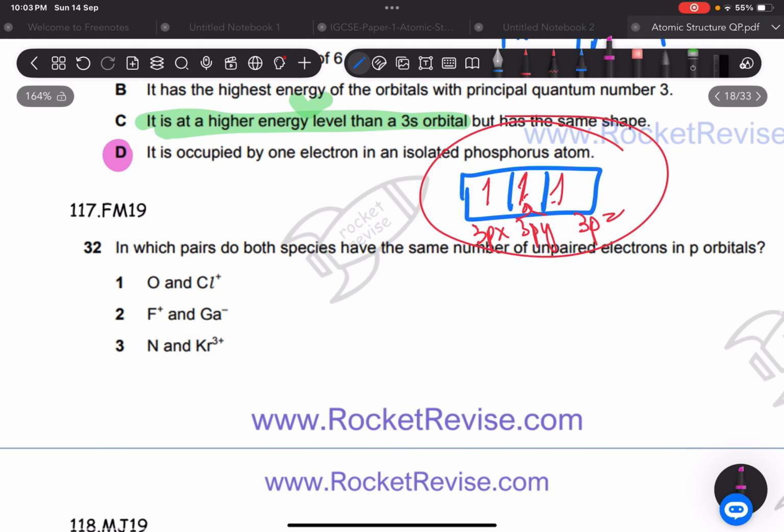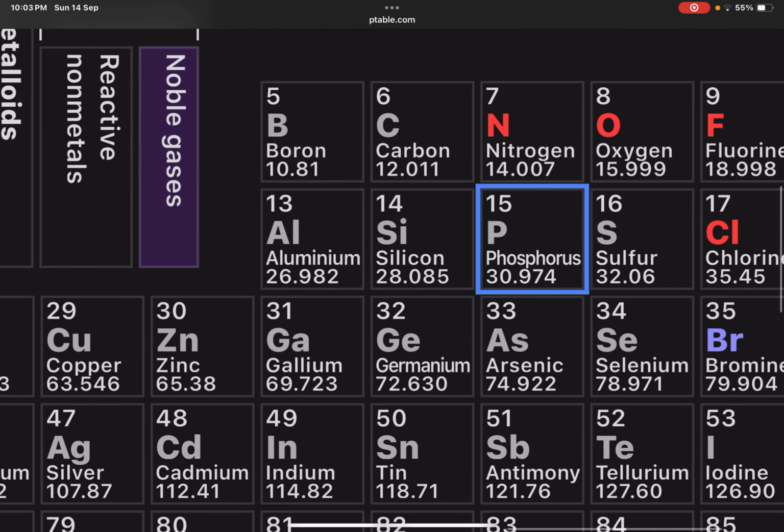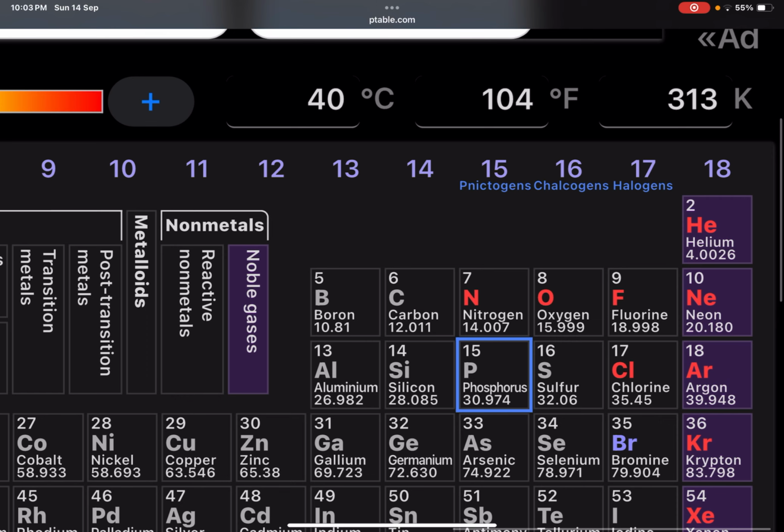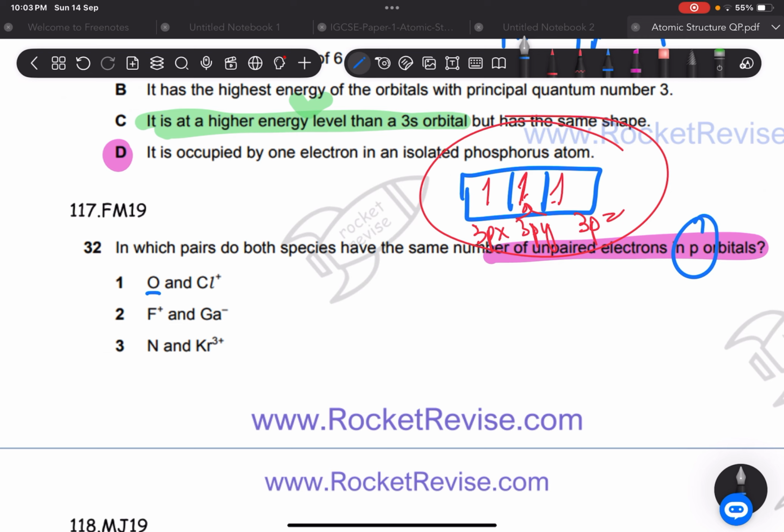Next question says in which pairs do both species have the same number of unpaired electrons in p orbitals? Now we're specified that we only have to look at p orbitals. We cannot look at any other orbitals, s or d. So first we're talking about an O atom. So let's check from the periodic table. O atom is going to be 2p1, 2, 3 and 4, 2p4. Okay, so O atom should be 2p4. This is 2p4 in the last shell.